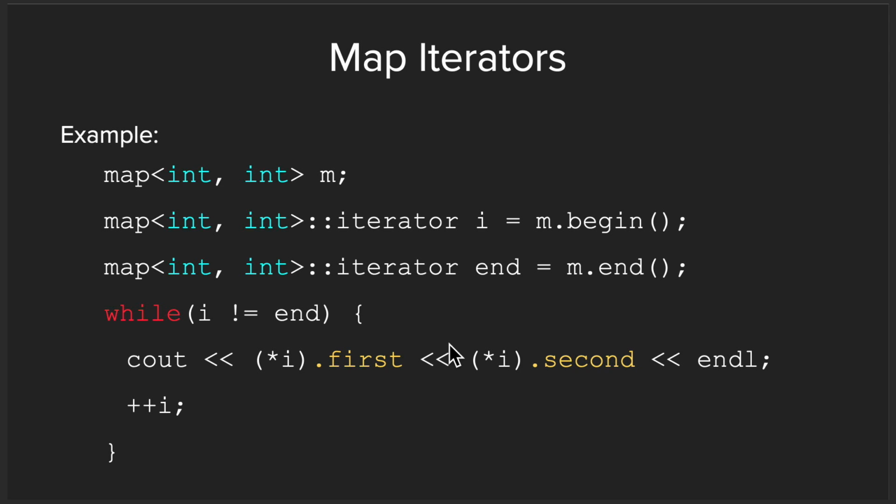So again, we can just declare it using our usual begin and end. Notice that, again, we are comparing using the not equals and incrementing it using the plus plus. The one difference here is that when you dereference it, you can't just use it immediately. You have to use either the .first or the .second, where the .first corresponds to this first int value and the .second corresponds to the second. Does that make sense to everyone? Does anyone have any questions?